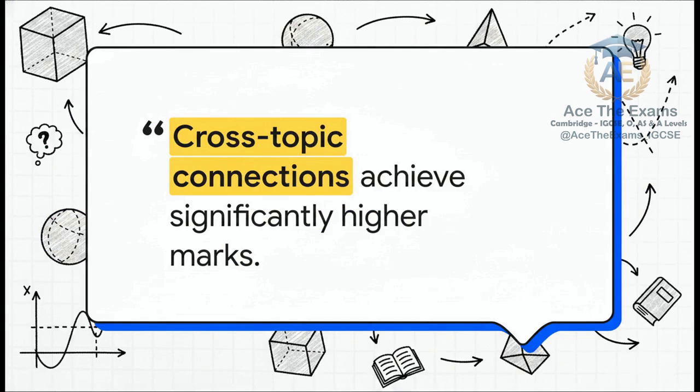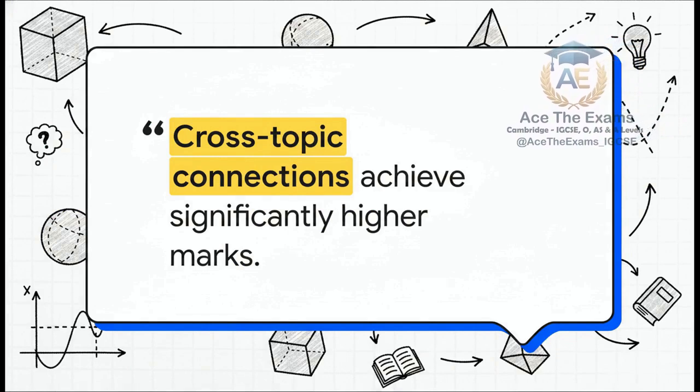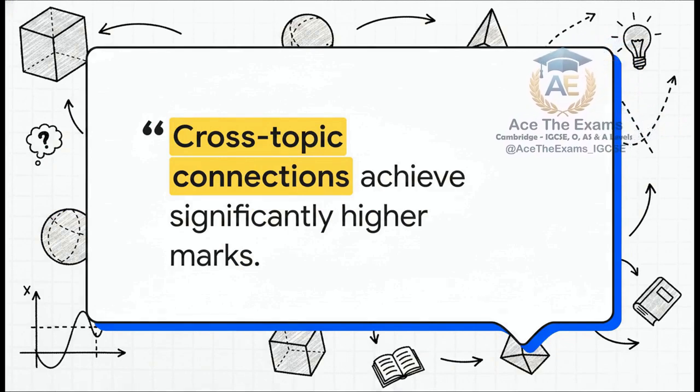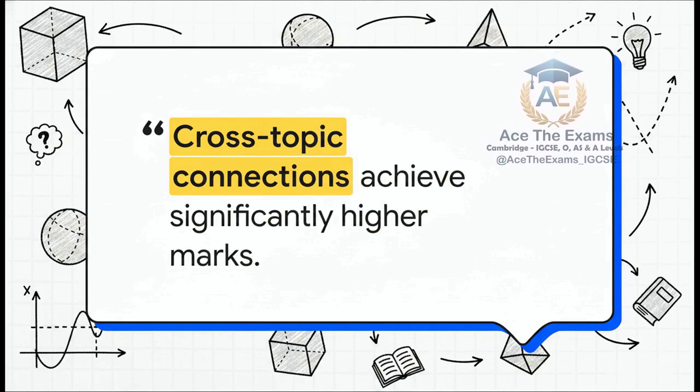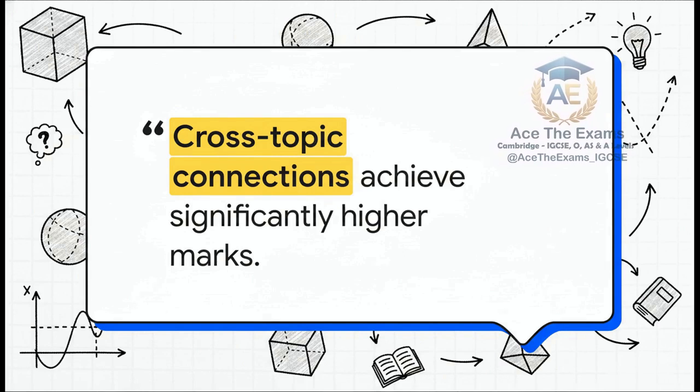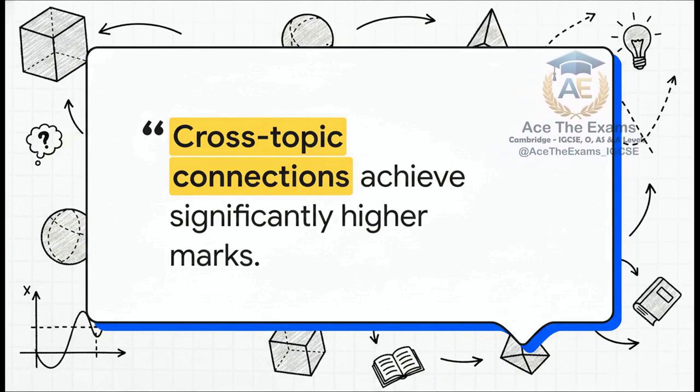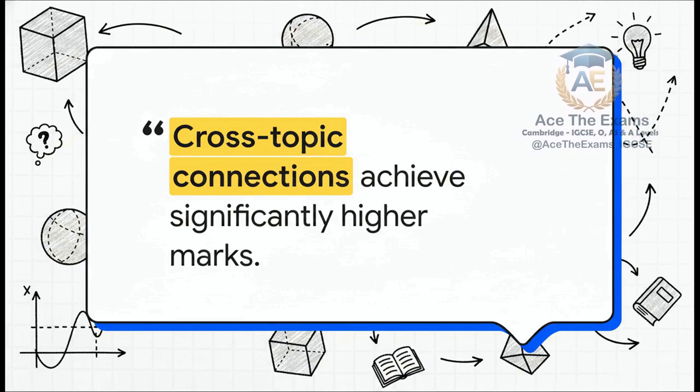Let's look at this exact quote pulled straight from the Principal Examiner report. It says, "Candidates referencing cross-topic connections achieve significantly higher marks." This is huge. The crucial point here is that vectors do not exist in a vacuum. When an exam asks you to find the shortest distance between two skew lines, you aren't just doing basic vector arithmetic. You are actively applying geometric logic, spatial reasoning, and sometimes you're even linking right back to coordinate geometry concepts.